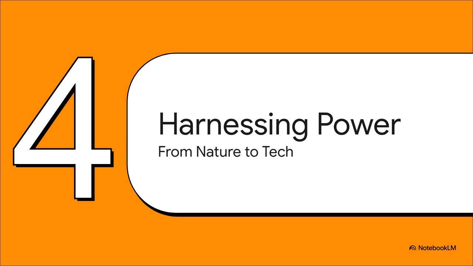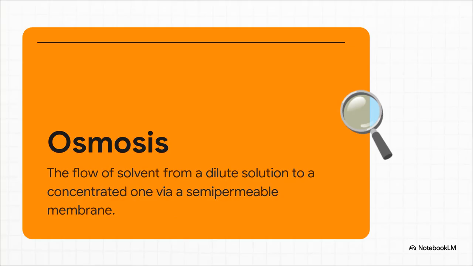But changing freezing and boiling points, that's just scratching the surface. So let's look at another one of these colligative properties, one that nature uses to keep things in balance, and that we've engineered to solve one of the biggest challenges humanity faces. This property is called osmosis. You can think of it as nature's way of trying to even things out. So if you've got two solutions separated by a special kind of filter, a semi-permeable membrane, water will naturally flow from the less concentrated side to the more concentrated side. It's literally trying to dilute the stronger solution to make both sides equal.